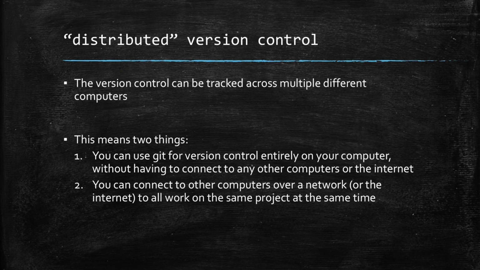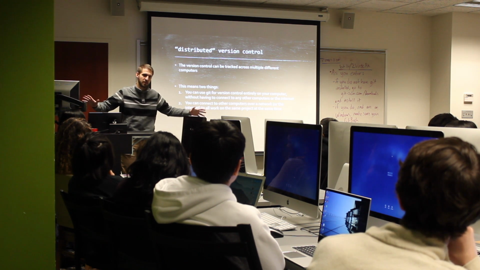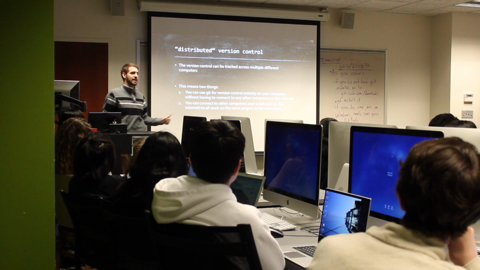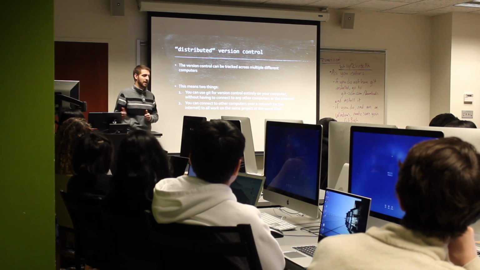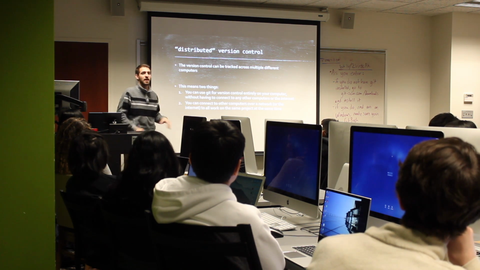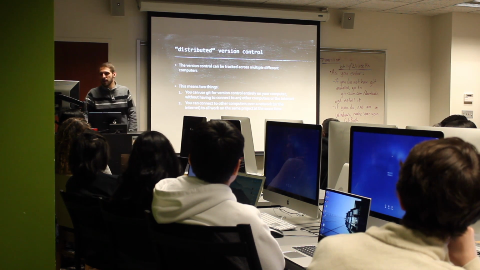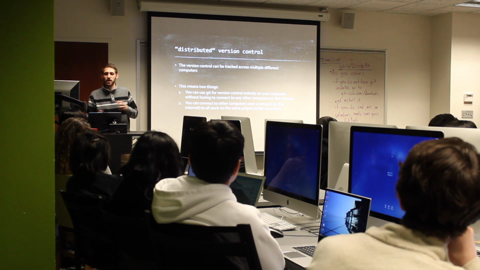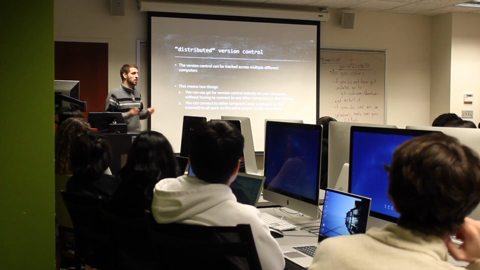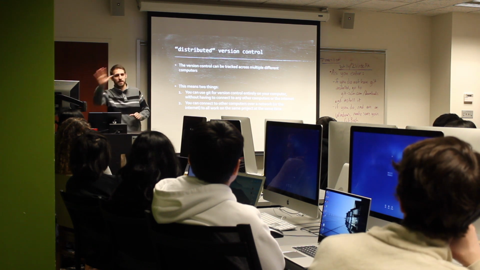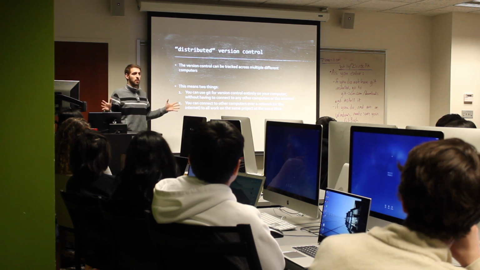So to break down this last part, distributed version control: Git is version control that can be tracked across multiple different computers. This is the crux of why Git is important to you as a coder. Anyone can make their own version control system by copying and pasting, but Git handles the distribution part well. It means you can use Git for version control entirely on your computer if you want to. There's no need to connect it to some web server or network. You can just control your own projects on your own computer with Git, and it'll work great.